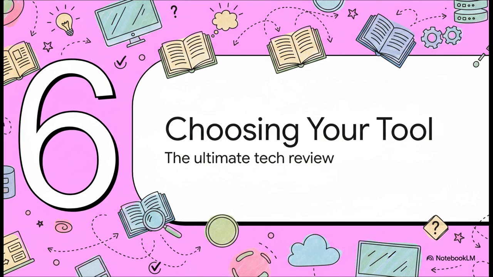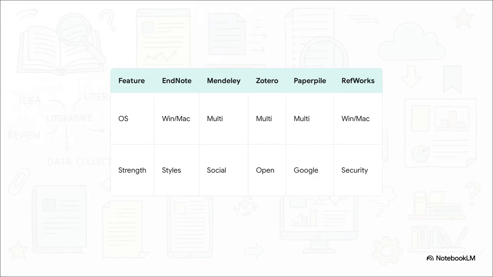Section 6. Choosing your research tool. The ultimate tech review. With so many options out there, when we compare their key strengths side by side, distinct winners really emerge based on your specific needs. So you've got EndNote, which is great for pure power and its 6,000 plus styles. Mendeley is fantastic for broad operating system compatibility, including mobile and social networking. Zotero gives you that open source flexibility. Paperpile is custom built for a seamless Google Workspace integration. RefWorks is basically the go-to for top-tier data security. And Citavi is super unique because it actually combines reference management with built-in task planning.